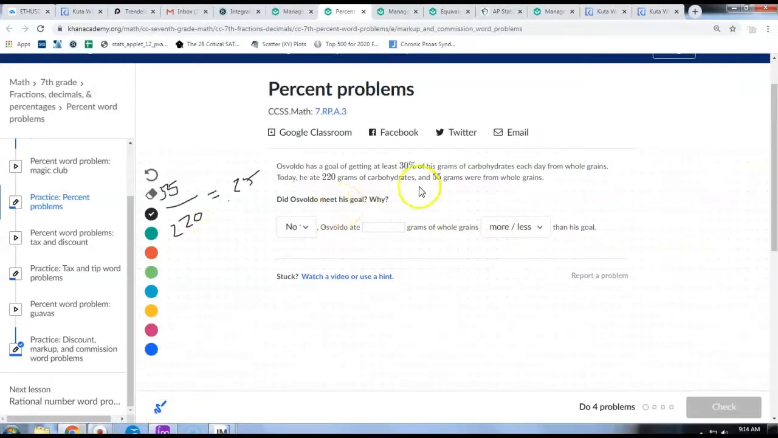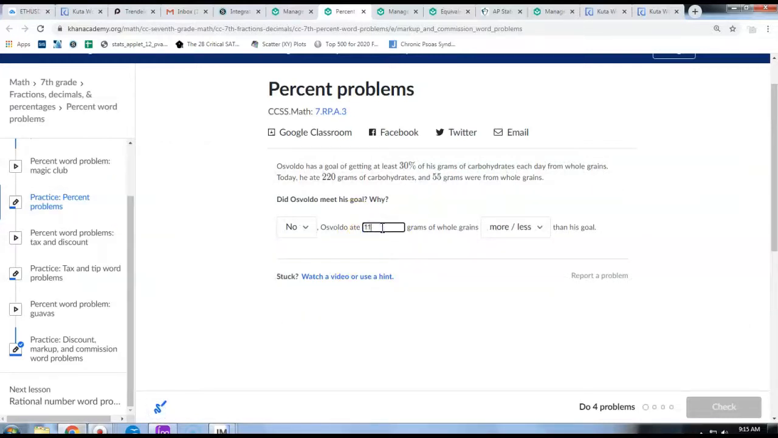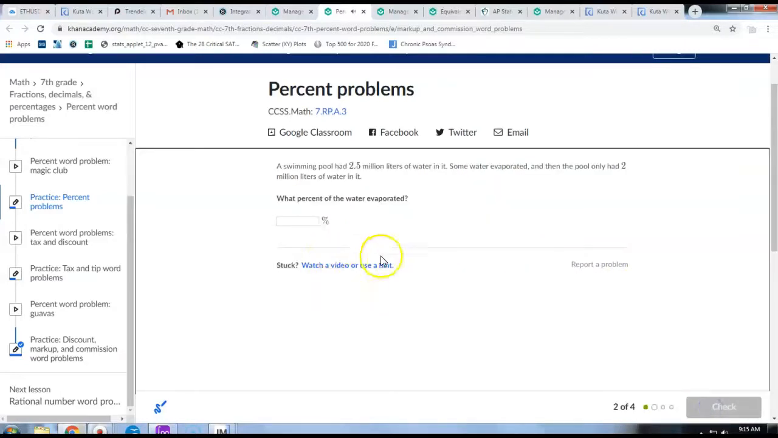Okay. He ate 55 grams. He was supposed to eat 30%. So what would 30% of 220 come out to be? 0.3 times 220 comes out to 66. So he was supposed to eat 66. He didn't. He only ate 55. So he actually ate 11 less than his goal.